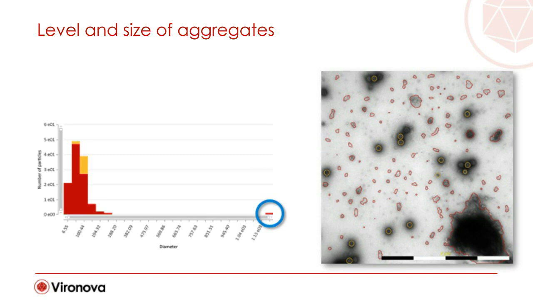So I would, in this case, use an orthogonal method like dynamic light scattering or similar to make sure that these aggregates that we see are also present in solution. And if so, then I would go back and look at the images to see what is found within these aggregates. That might give me a clue.